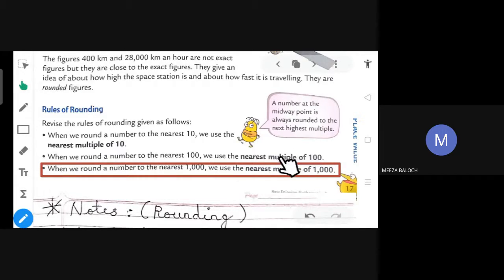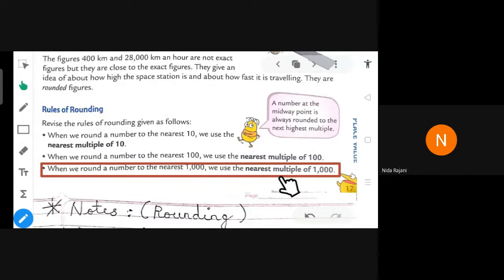So here we will not use multiple of 10 or 100, but we will use multiple of 1,000. This is very important. We will use the nearest multiple of 1,000. Now next name, Sayyid Kum Fatima. Nida Rajani, you can also read the same sentence. Yes, ma'am. When we round a number to the nearest 1,000, we use the nearest multiple of 1,000. And this is multiple, okay?